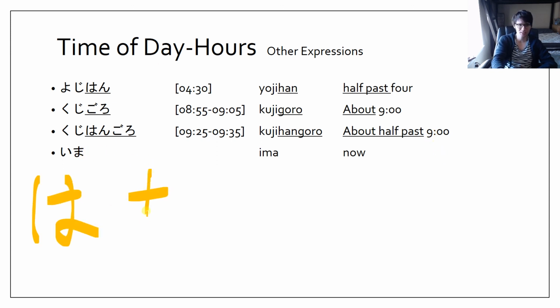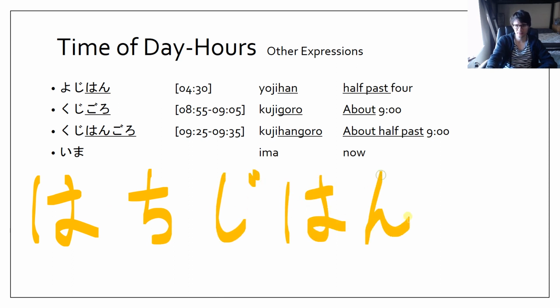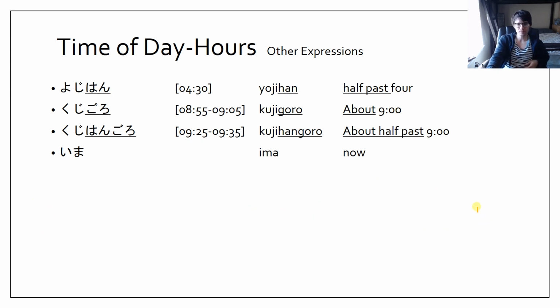8時半頃. Man, that was like the perfect amount of space, I almost ran out. Okay, cool. 8時半頃. Alright, and then the last thing you need to know is ima, which means now. In a sentence, you'll often see ima at the very beginning, with no particle, just the sentence starting with ima, and then it goes on after that.